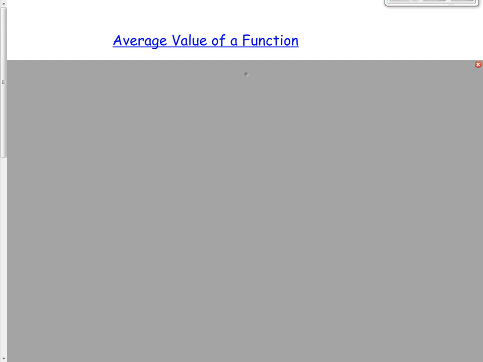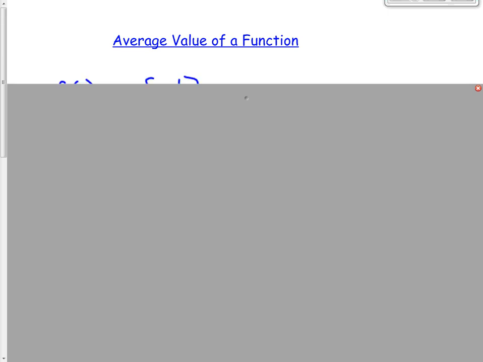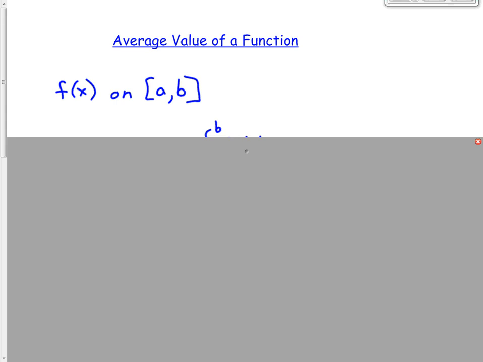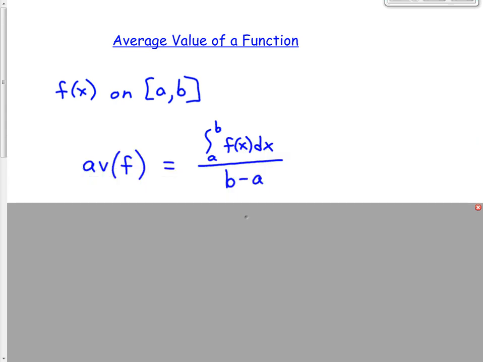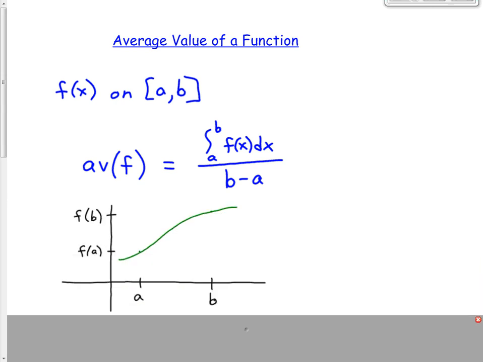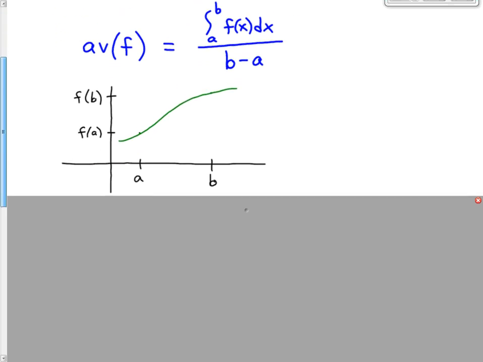Okay, lastly, and we've been running on for a while here, the average value of a function. The average value of a function on a certain interval [a, b] is defined as the integral of that function from a to b divided by b minus a. I think a visual picture of this will help you remember. So the integral from a to b of f of x dx is going to give us all this area.